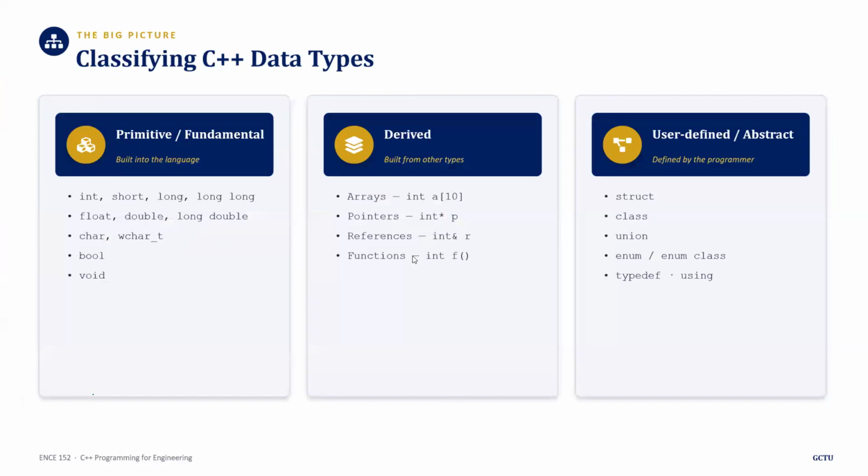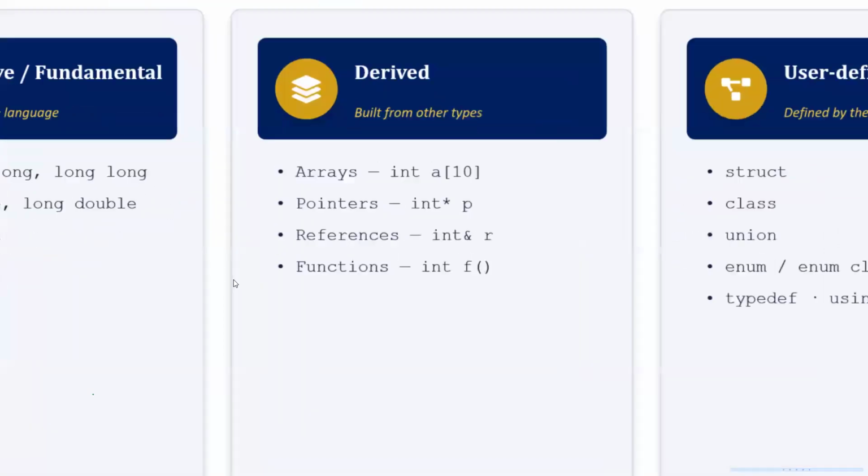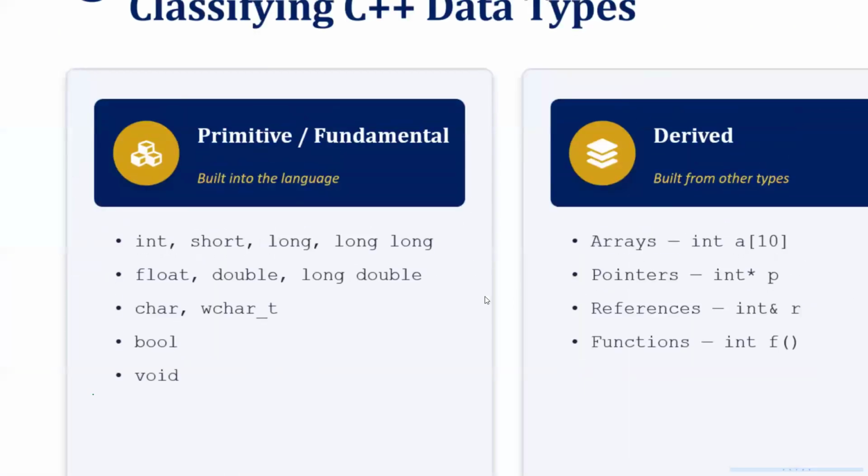When we say a data type is primitive, it means it came with the computer. When a computer was built, they added it. So the primitive data types we have are int, short, long, long long, float, double, long double, char, wchar_t, boolean, and void.